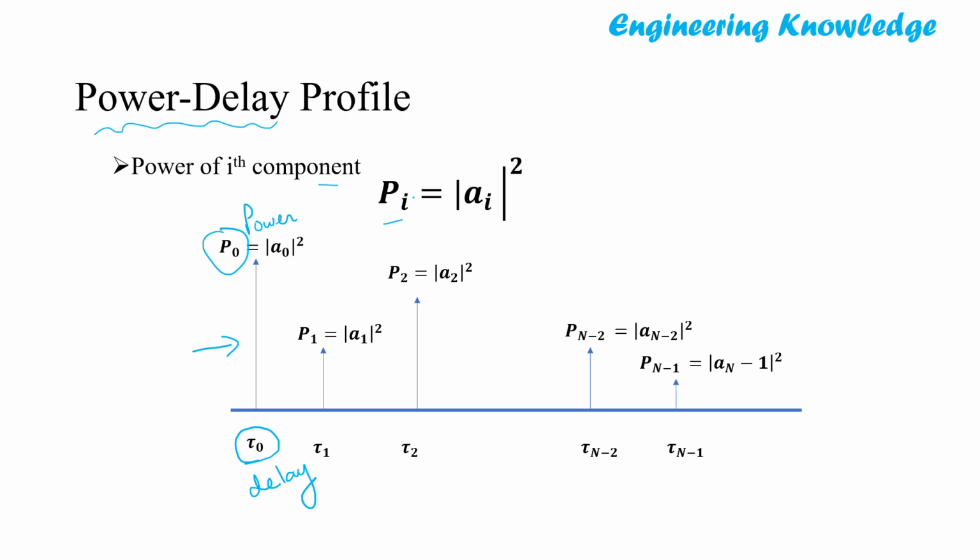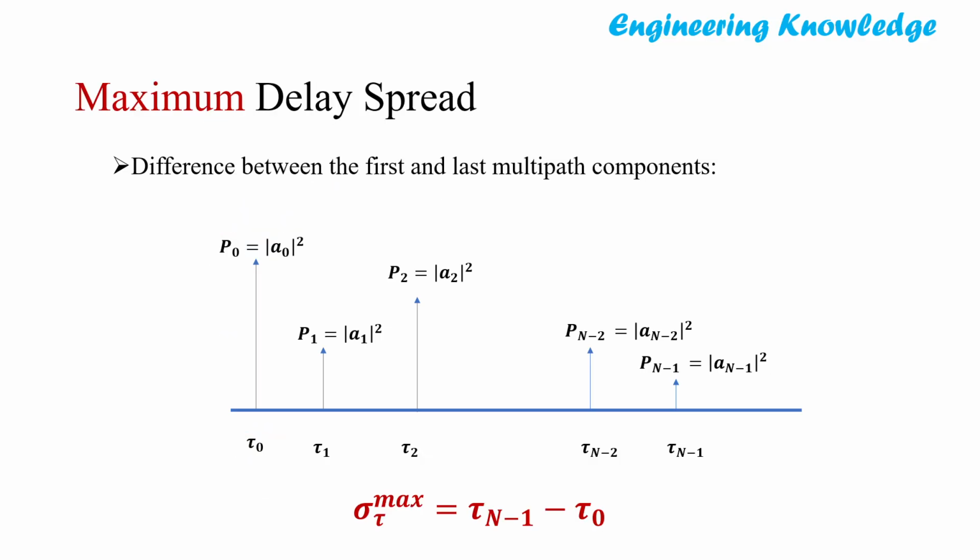And using this, we will now define performance metrics for the wireless communication system. The first one is said to be the maximum delay spread. It is the difference between the first and the last path. So when the first component arrived at tau naught and the last component arrived at tau n minus 1, sigma tau max is basically tau n minus 1 minus tau naught, which is the difference between the first and the last component arrival times.